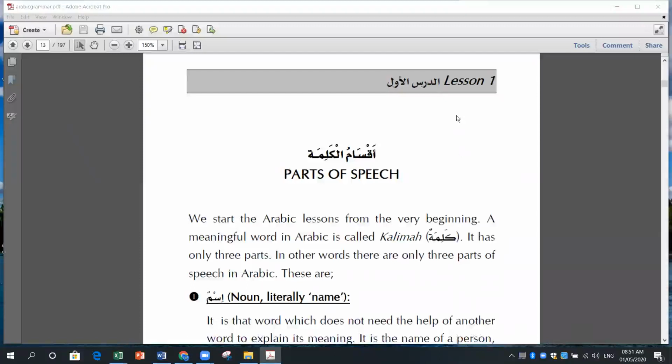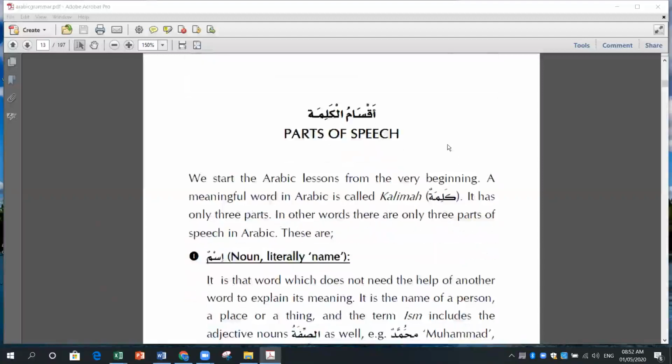Okay, so in the first class, we just learned about the parts of speech. When we are going to understand sentences and words, we have to recognize the different parts of that speech. And we saw that there are three main parts of speech in Arabic.